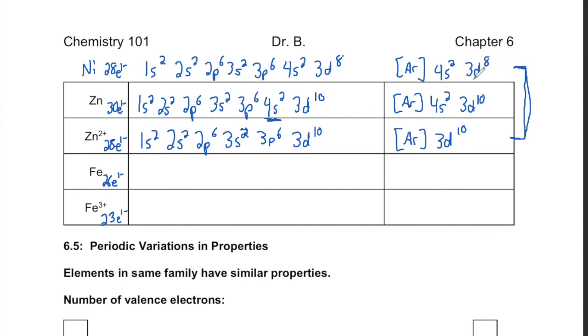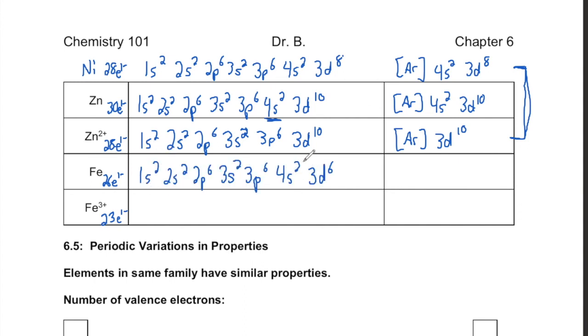You don't lose the last 2 from the d orbital, making it look like nickel. You lose these 4s electrons, making it look a little bit different from what nickel looks like. So just be careful when you draw the electron configurations of transition metal ions like that. Let's just try one more example before we finish this section. With 26 electrons, iron.